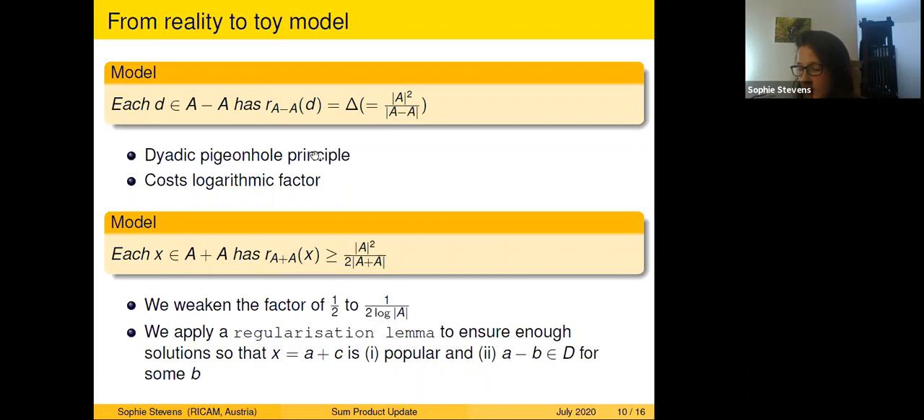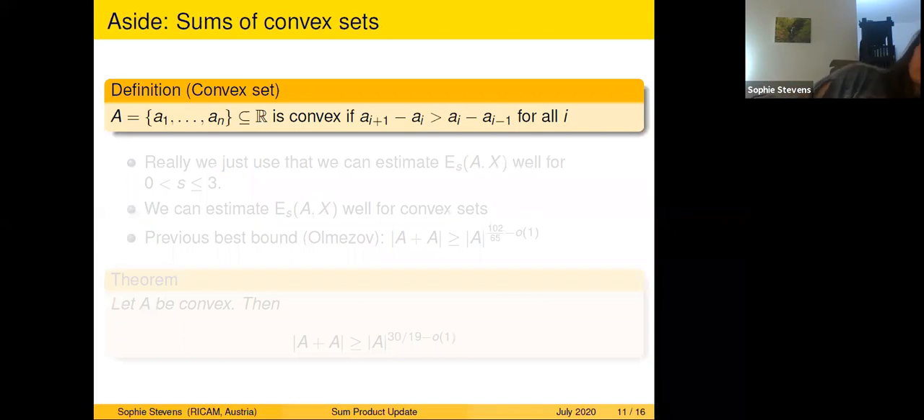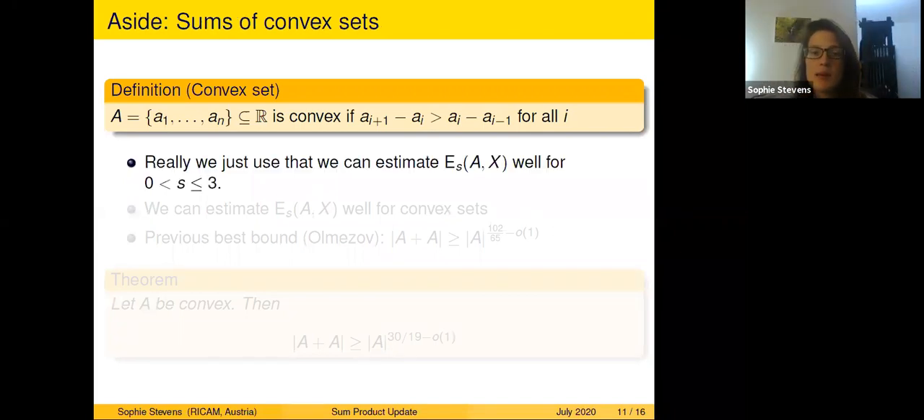All right, so this actually concludes the proof of the first thing that I wanted to tell you, which was saying that if we've got multiplicative structure of our set, then we've got a lower bound for additive energy. And actually, all we really used is the fact that we can estimate energy well if we've got multiplicative information. But there's actually a whole family of sets for which we can estimate energy well, and this is convex sets.